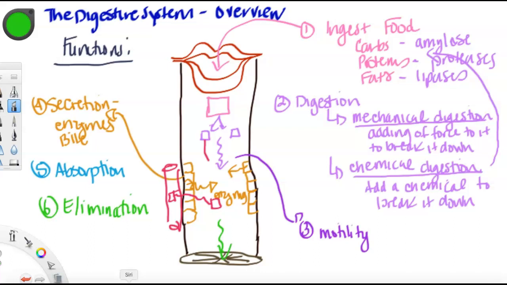So that is basically the overview and the process of the digestive tract, and that's what we're going to talk about: the structures of digestion and the cells and the enzymes that are involved, and how we absorb foods into our body and then get rid of what's left. Okay, so that's what we're going to talk about.